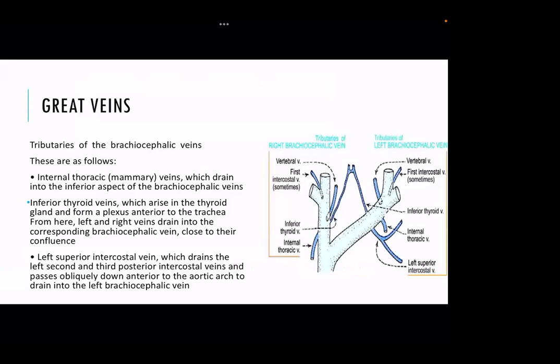Tributaries of a brachiocephalic vein. We have first the internal thoracic or mammary vein, which drains into the inferior aspect of the brachiocephalic vein. The inferior thyroid veins arise in the thyroid gland and form a plexus anterior to the trachea. From here, the left and right veins drain into the corresponding brachiocephalic vein close to the confluence. And the left superior intercostal vein drains the left second and third posterior intercostal veins and passes obliquely down anterior to the aortic arch to drain into the left brachiocephalic vein.